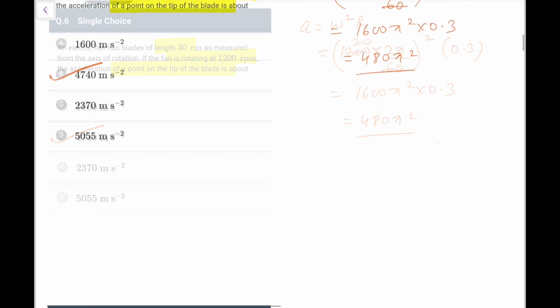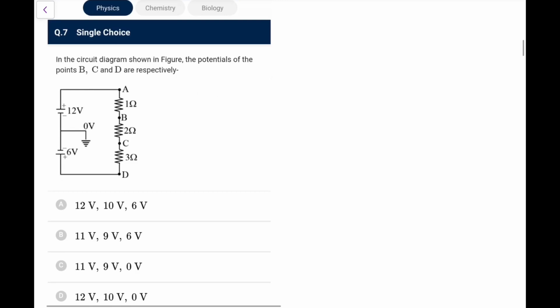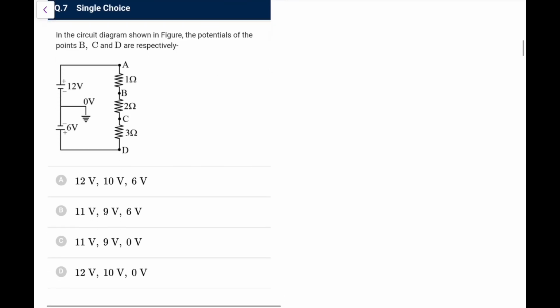So this is now the 6th. Next one, 7th one. In the circuit diagram shown in the figure, the potential of the points B, C, D are respectively. Okay, so this is ground marked here. So this is ground, so I can directly say the potential of A would be 12 volt and the potential of D would be 6 volt. We have options with B, C, D, so D is 6 volt, so these two options are rejected.